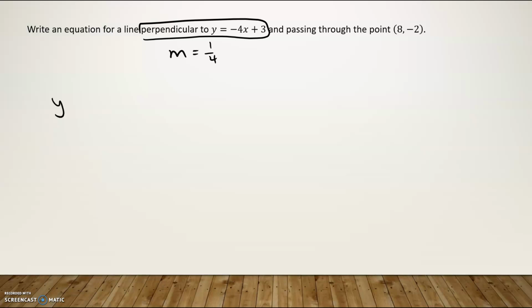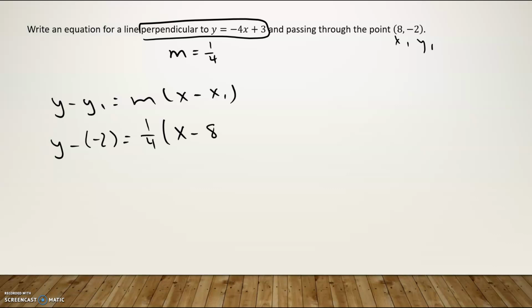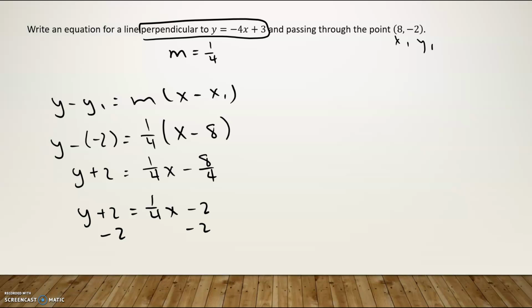Okay, then we can apply our point slope formula. So y minus, and this can be x sub 1, y sub 1. So -2 is equal to 1/4 times x minus 8. So y plus 2 is equal to 1/4 x minus 8 over 4. So 1/4 x. If I take a 4 out of both of those, I'm left with 2. I'm going to subtract 2 from both sides.